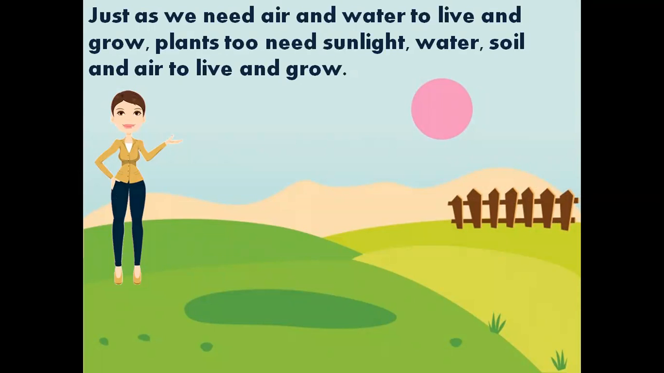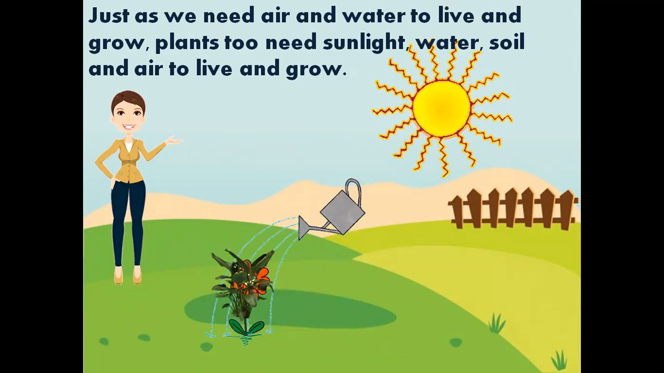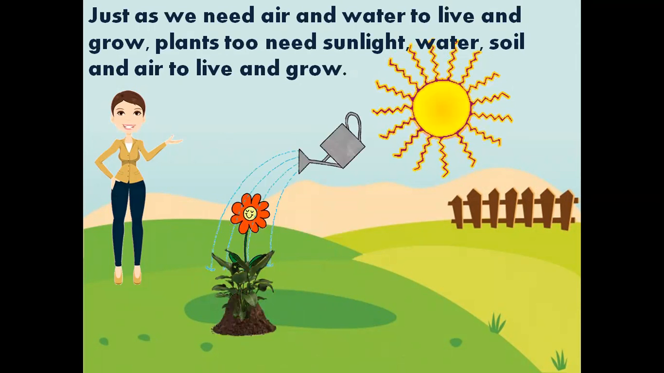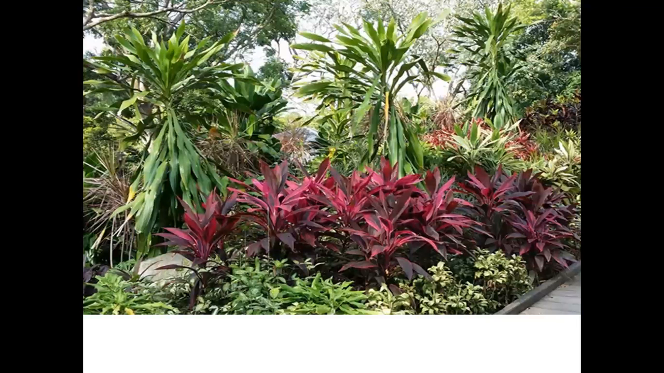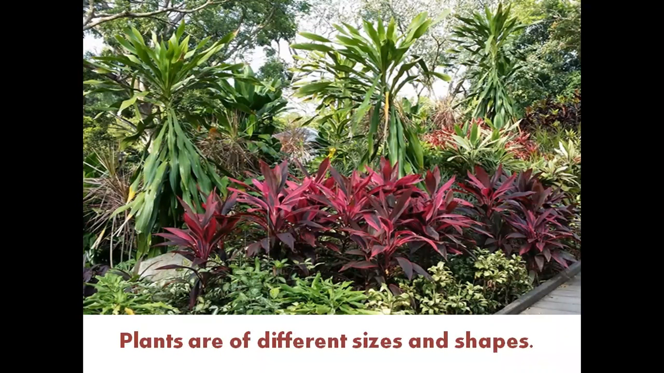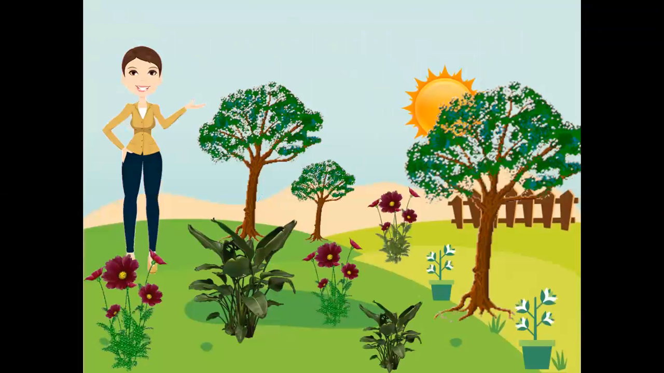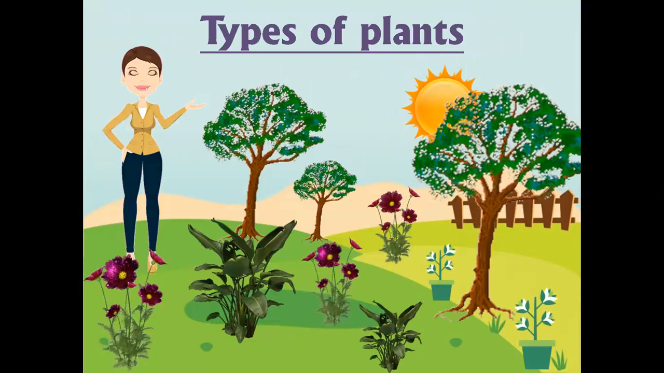Plants are living things. Just as we need air and water to live and grow, plants too need sunlight, water, soil and air to live and grow. Plants are of different sizes and shapes. Some plants are too big and some plants are small. Let's learn about different types of plants.